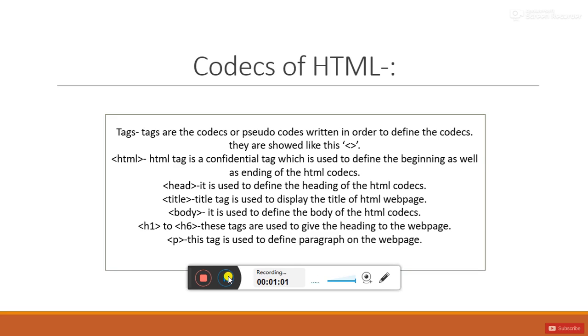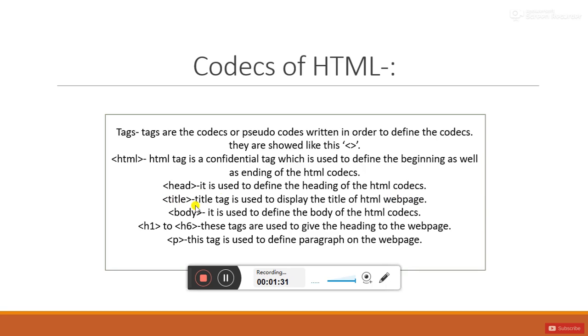Codecs of HTML. Tags. Tags are the codecs or pseudocodes written in order to define the codecs. They are showed like this. HTML. HTML tag is a confidential tag which is used to define the beginning as well as the ending of the HTML codex. Head tag. It is used to define the heading of the HTML codex.